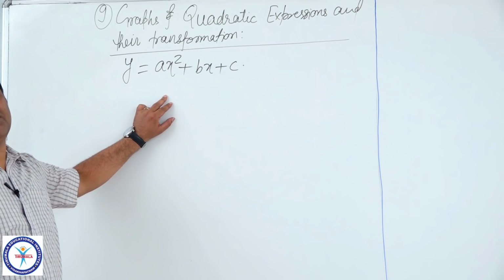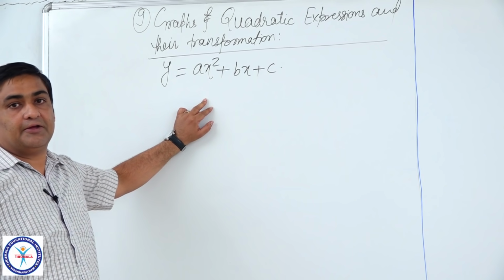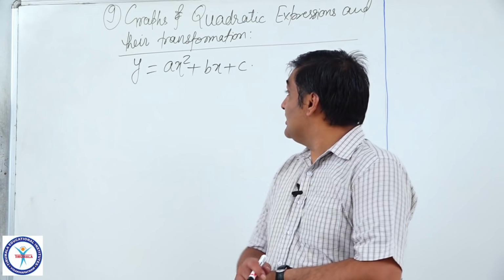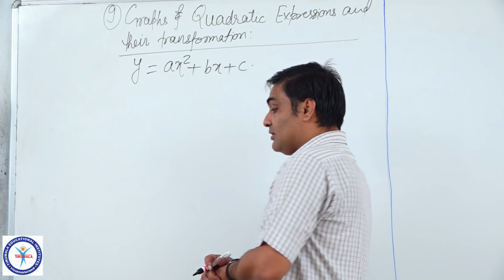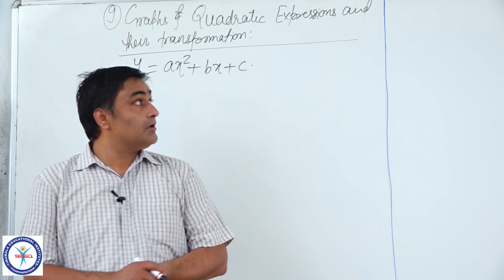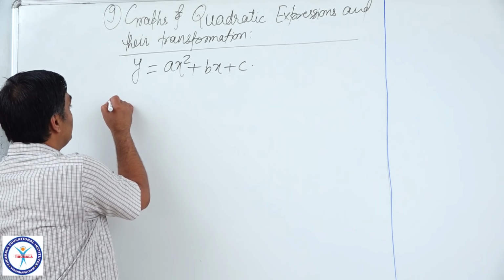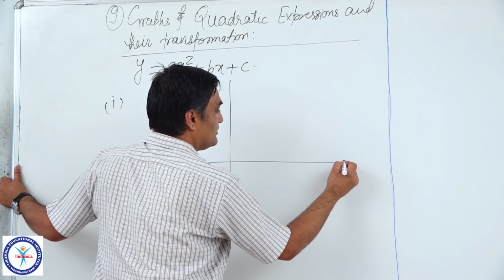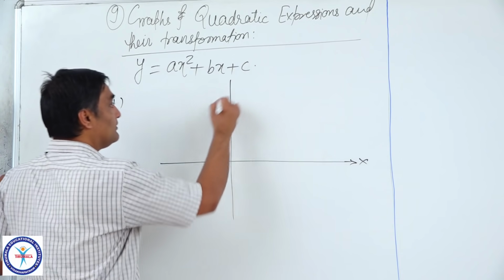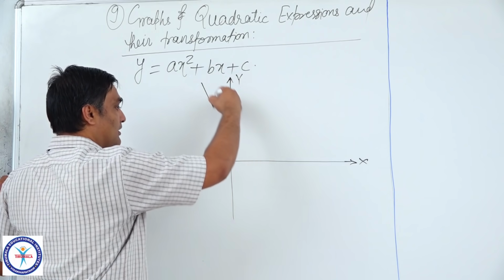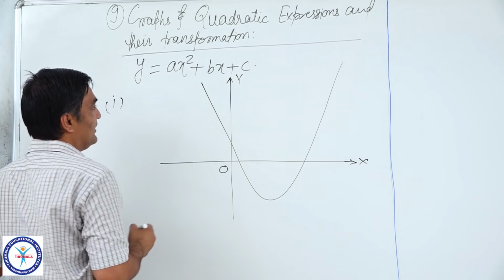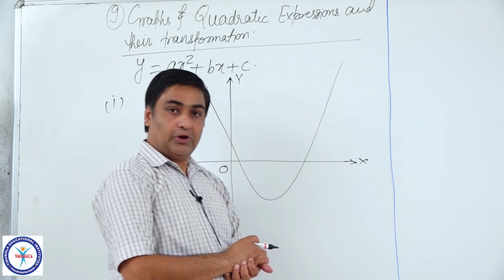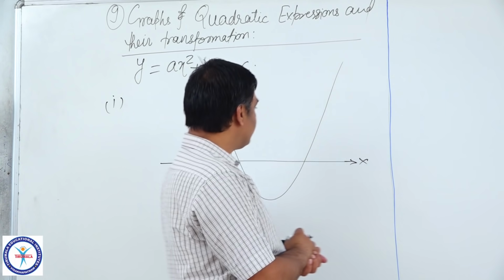Depending upon the sign of a, means depending upon the leading coefficient sign, the graph has following features. First, x-axis, origin, y-axis. Graph looks like this. This shape is called parabola. It is a naming, this is called parabola.